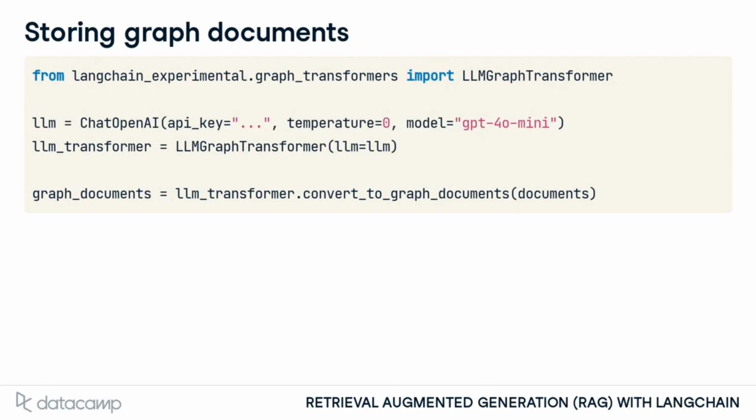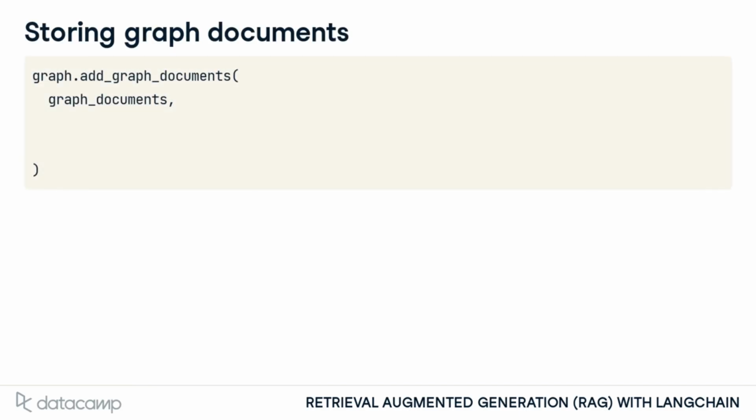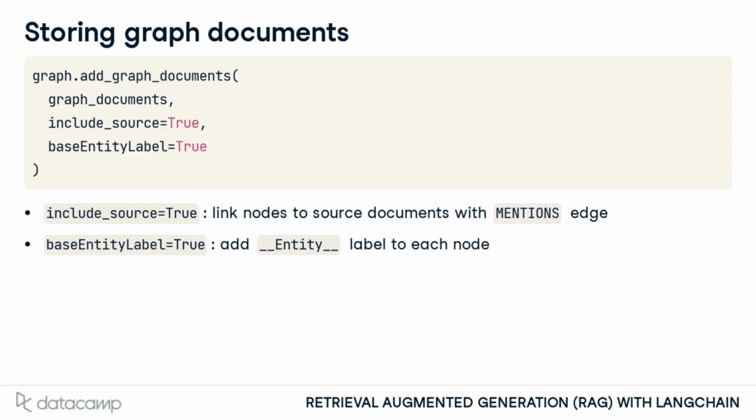Carrying on from the graph documents we created from Wikipedia results on large language models, we can add these graph documents to our database using the .add_graph_documents method. The include_source parameter links nodes to their source documents, which are also represented as nodes, by including a mentions relationship in the graph, enabling better traceability and context preservation. The baseEntityLabel parameter assigns an additional entity label to each node, improving query performance.